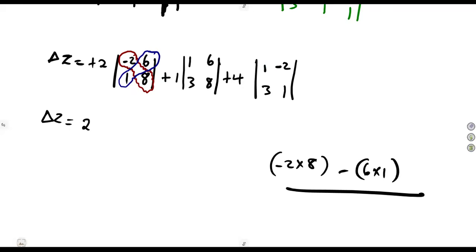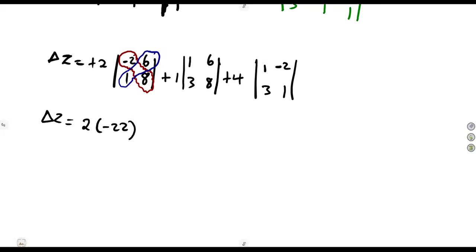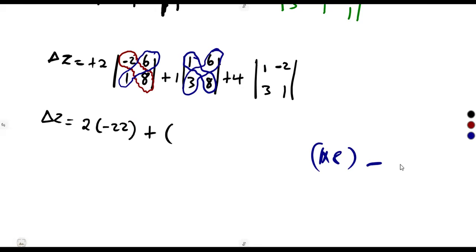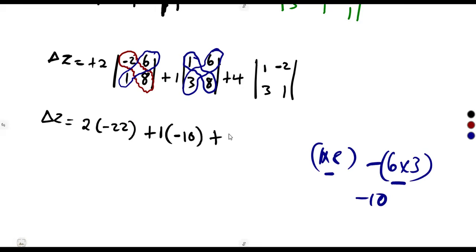So let me just write the final answer, guys, there. It was going to give us what? Negative 22. We do the same thing on the positive 1. So that's positive 1 into, when I multiply again, major diagonal, 1 times 8 minus 6 times 3, that was going to give us negative 10. 8 minus 18, that's negative 10. So this is 1 times negative 10 plus 4.